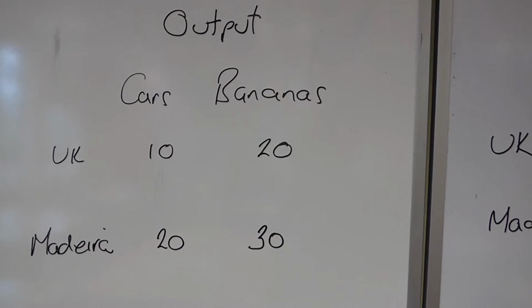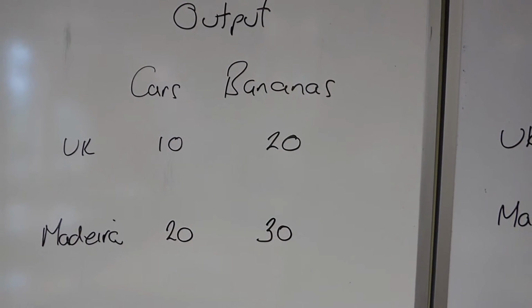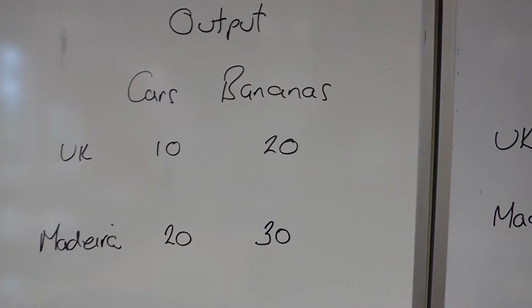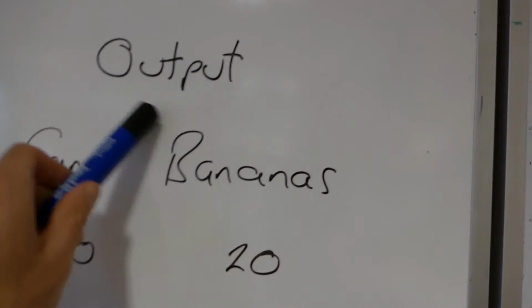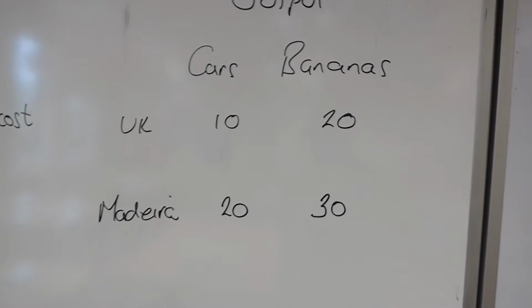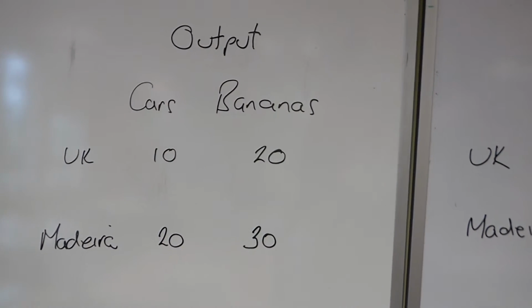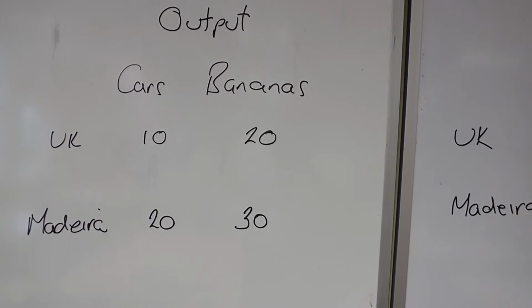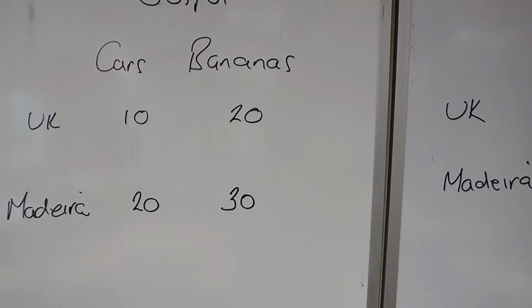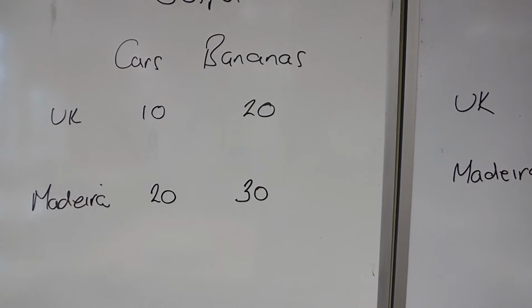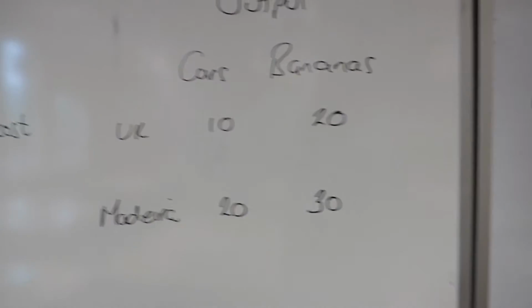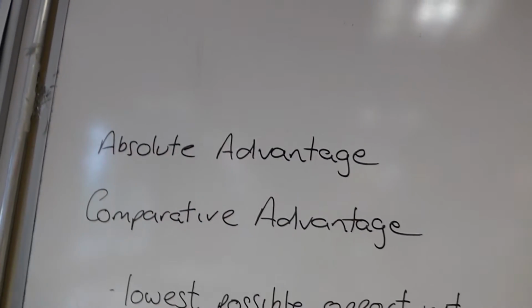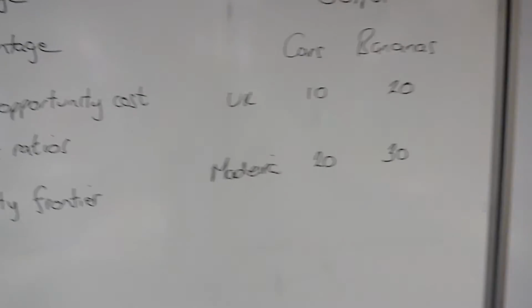So what I've got here is a table, and the units that we're talking about here are units of output. So I've got a table here for the number of units of output for cars and bananas that can be produced in both the UK and Madeira. And the first thing we're going to be considering is the top line here, the absolute advantage.